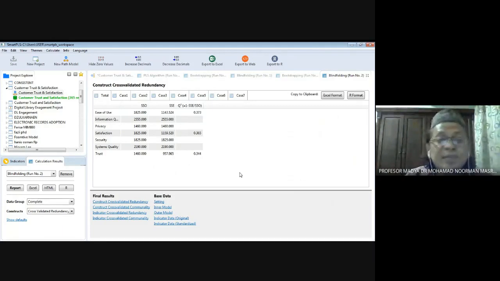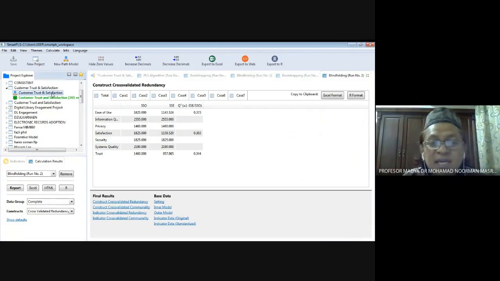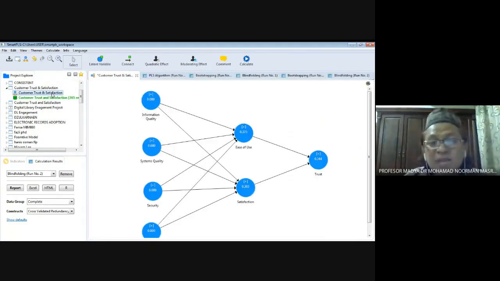Okay, just now I said I missed one thing. That is the VIF. VIF means the variance inflation. Collinearity. What do you mean by collinearity? Collinearity is more or less like discriminant validity, whether this and this overlap or not, whether this and this overlap or not.